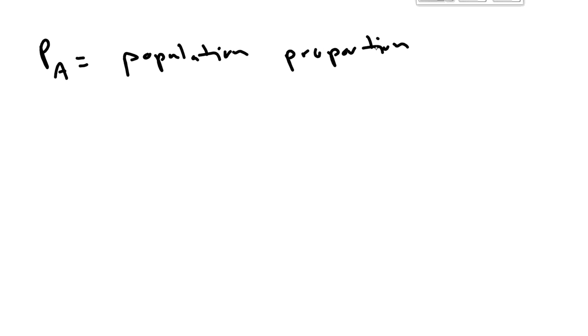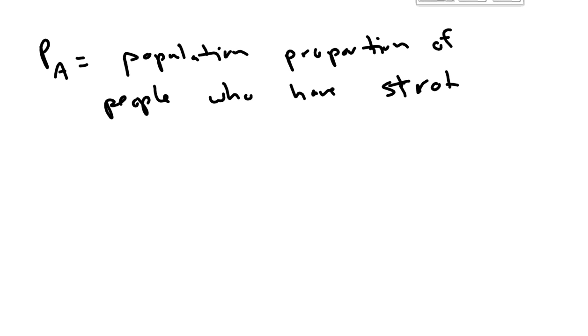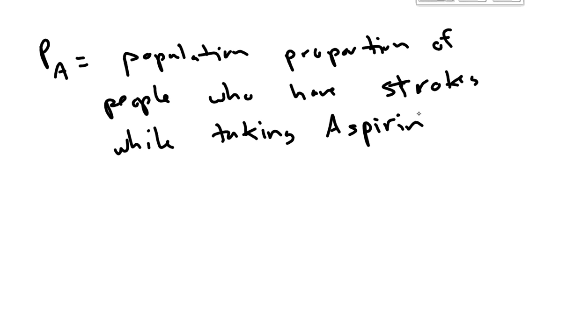First thing you want to do is define your parameters. So we're going to say that P sub A equals the population proportion of people who have strokes while taking aspirin. And that's one population proportion we care about.